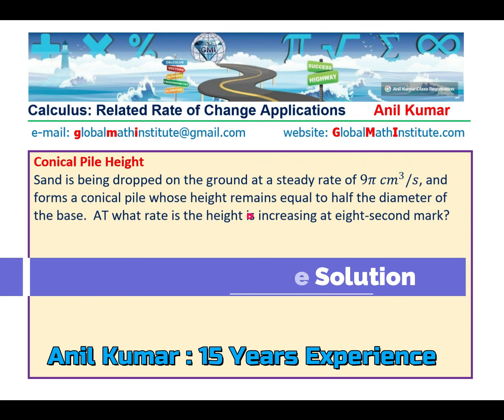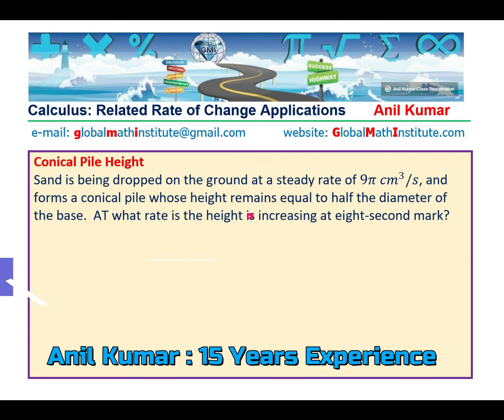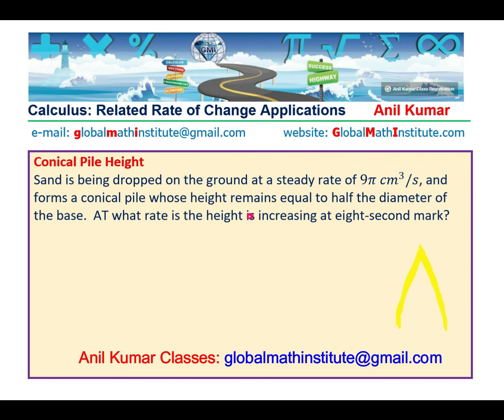Let's try to visualize. So let's say sand is being dropped and it forms a pile like this, correct? So this is the sand pile. Now this is a relatively simple question since we have already been given the relation between the radius and the height. Height is half the diameter means we are given that height at any instance is equal to diameter by 2, or the radius of the pile.